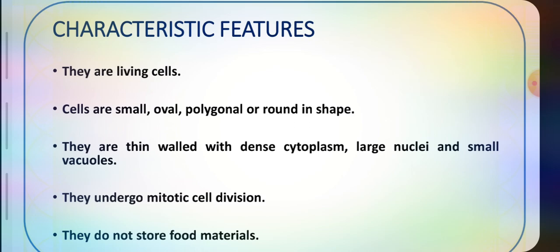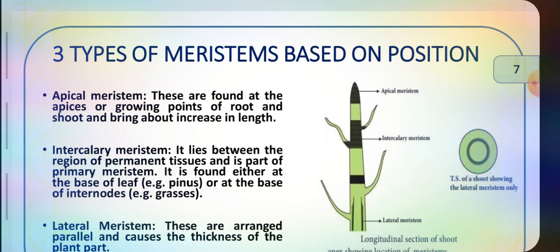And these meristematic cells will not store food materials, because their only function is to divide and produce new types of cells. And there are three types of meristems based on their position, where they are found, where they are located. So, based on their location, position or placement, there are three different types of meristems.